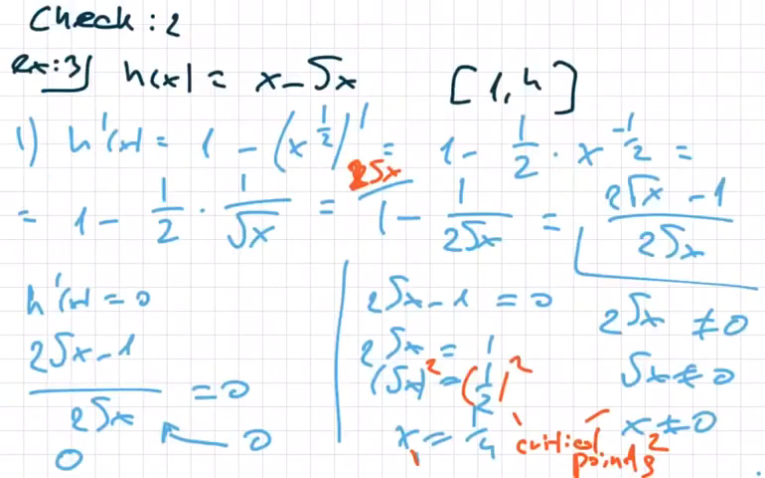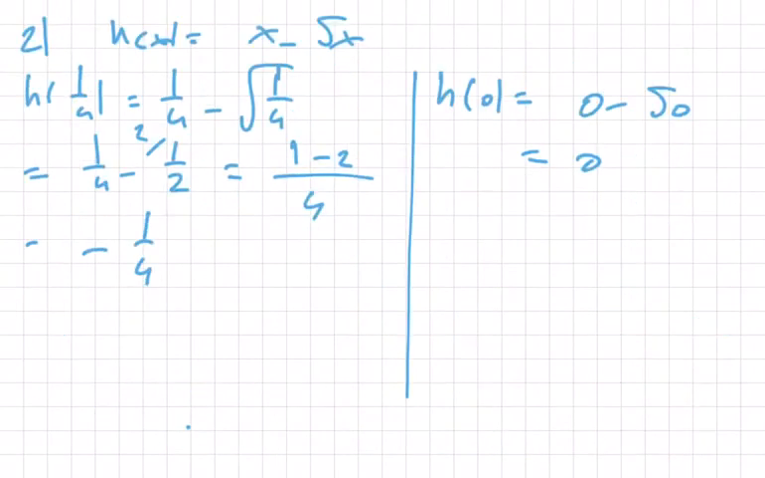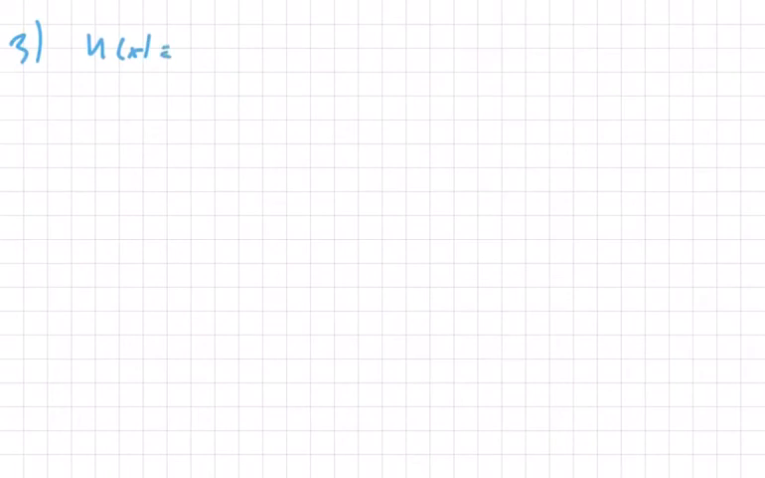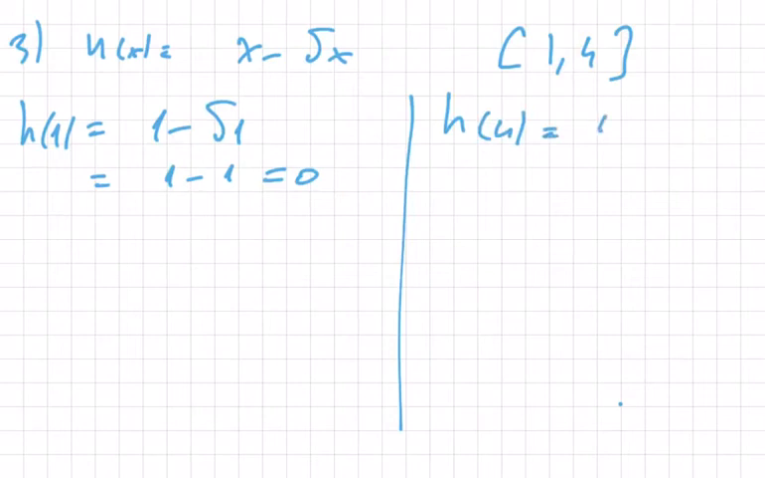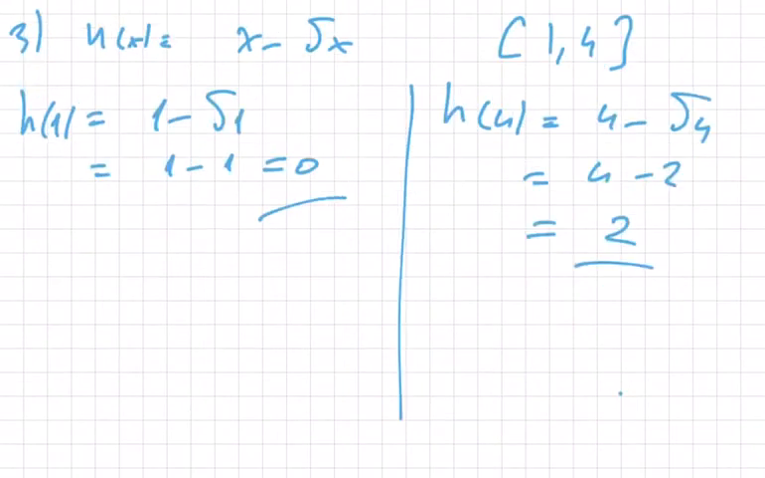Okay. The third step is finding h at the endpoints of the interval, 1 and 4. h of x is equal to x subtract root x, in the interval from 1 to 4. h of 1 is 1 subtract root 1, which is equal to 1 minus 1, equal to 0. h of 4 is equal to 4 subtract square root 4, which is 4 minus 2, equal to 2. Now we have 4 answers.